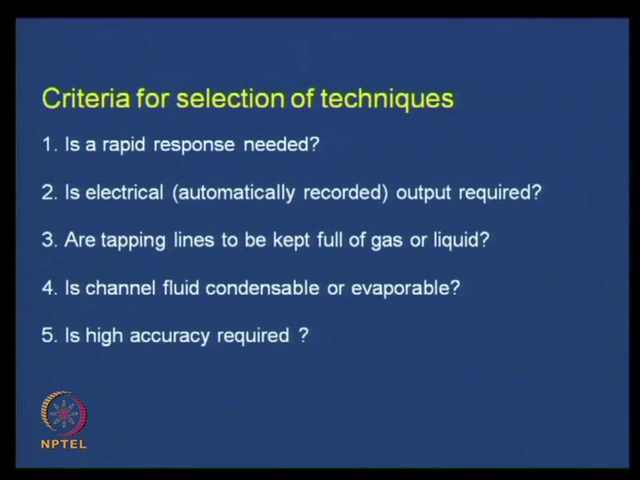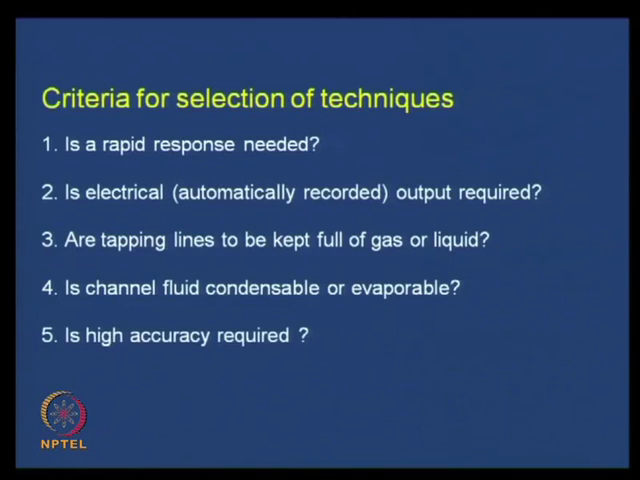What are the criteria for selection then? Let us see the different ways by which this selection is done. First thing is, do you need a rapid response? For example, are you interested to measure the pressure fluctuations or only the pressure drop? Suppose you are interested in the pressure fluctuations, then naturally we cannot go for manometers. We cannot even go for differential pressure transducers, they are also not accurate. The only option we have is locally mounted pressure transducers, that is mandatory.